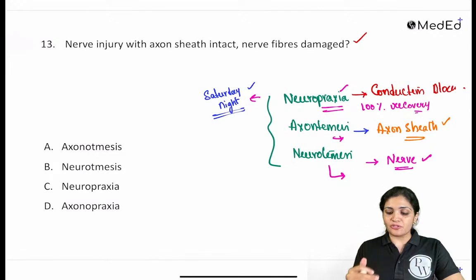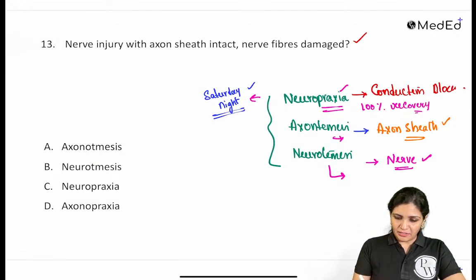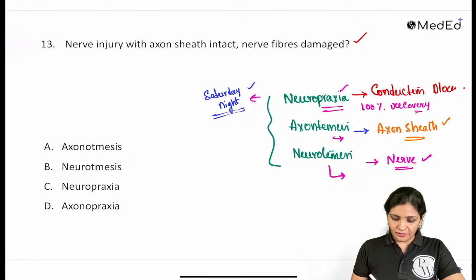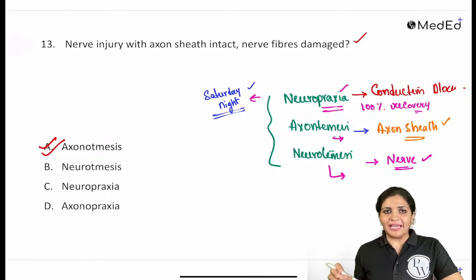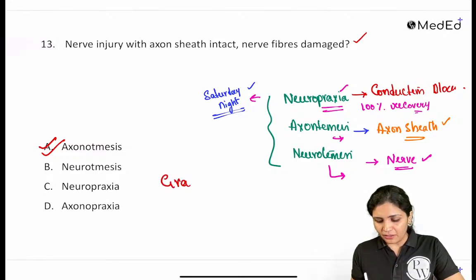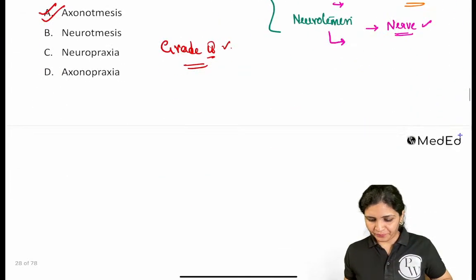Nerve injury with axon sheath which is intact is nothing but axonotmesis, right? So the answer here is axonotmesis. So there is a nerve fiber damage, but still the axon sheath is intact. So this is nothing but a grade 2, right? Grade 2 in case of your Sunderland's classification.